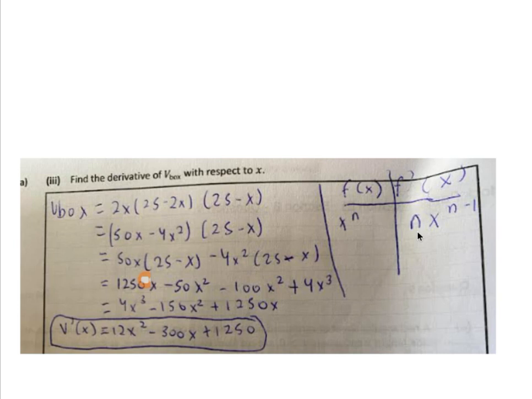So yeah, we got this right now, and the derivative of the volume V is V'(x) = 12x squared minus 300x plus 1250.